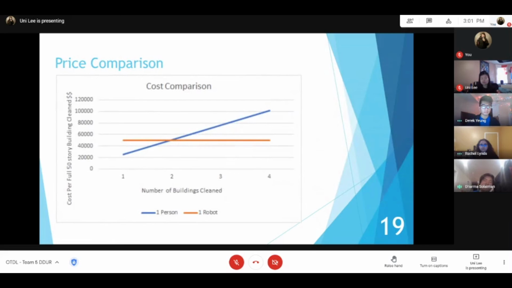For comparison, as a baseline, we looked at how much money it would take for a single crew of men to clean a building 50 stories tall. At one time, building cost, it would cost $20,000 for the team of men to clean. But by the time the second building is cleaned, it would actually be cheaper to start using our product instead.